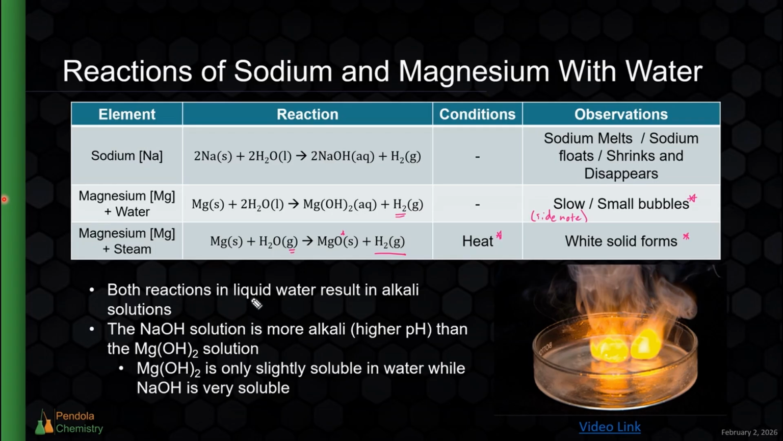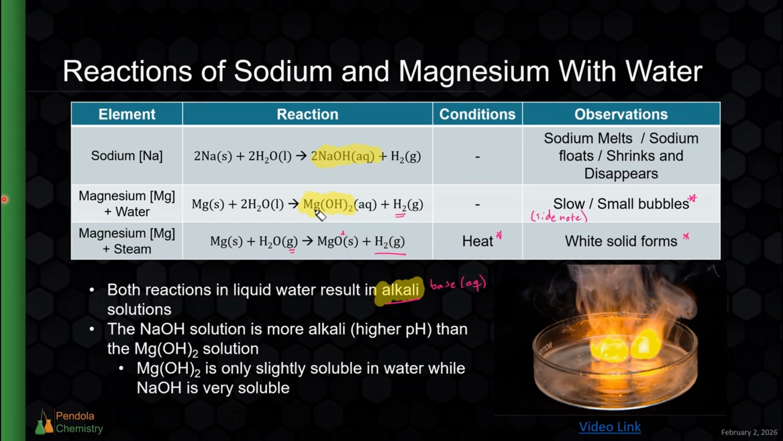Now both reactions in the liquid water, right, result in an alkali solution. Remember, alkali means base that is aqueous, a water-soluble base. In this case, the alkali is the hydroxides, because hydroxides means basic, right? And both magnesium hydroxide and sodium hydroxide are water-soluble bases because they have hydroxides in them. And so both of these reactions are going to form alkalis, sodium hydroxide and magnesium hydroxide respectively.